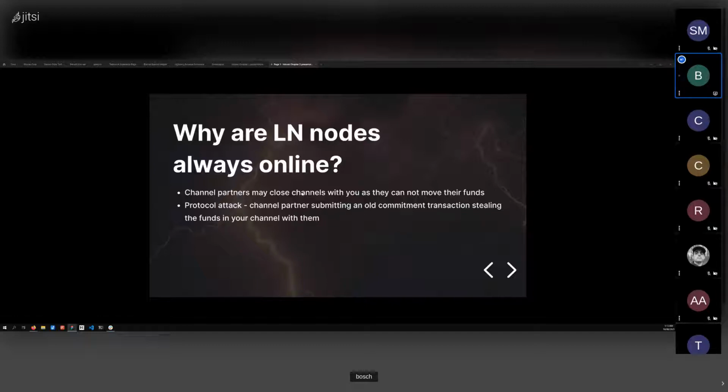Another reason your Lightning node needs to always be online is to prevent protocol attacks. I briefly mentioned that before as well, but that's about a channel partner submitting an old commitment transaction, stealing your funds in the channel you have with them.